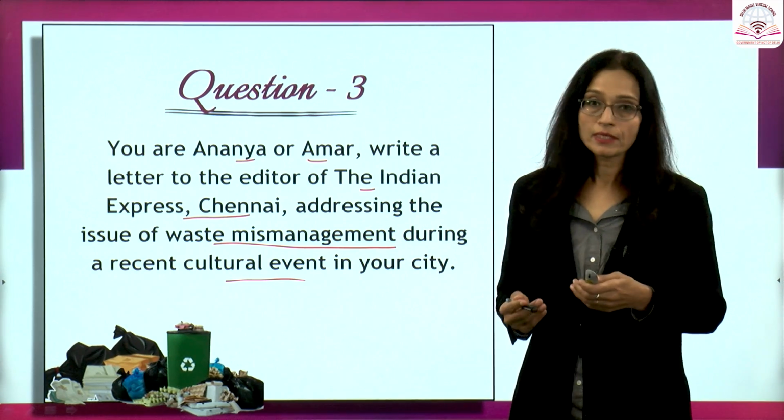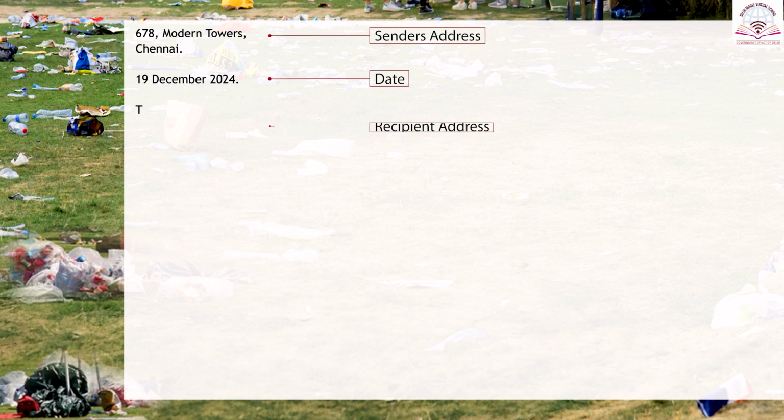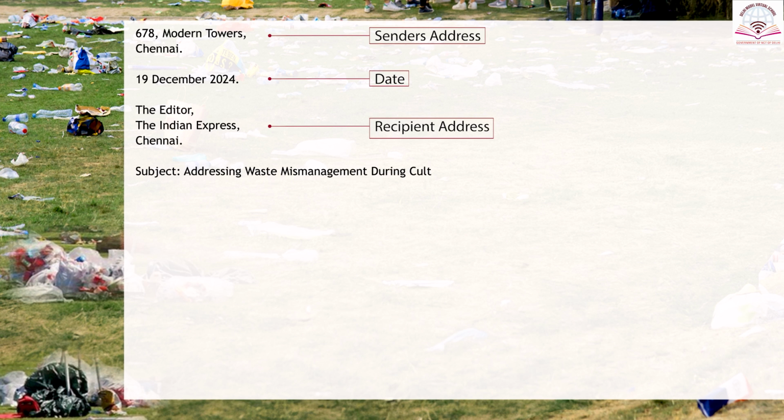Now let us take a look at its answer. We'll begin the letter with the sender's address, the date. The recipient's address here would be the one that was mentioned in the question. Then the subject, addressing waste mismanagement during cultural events. The letter would start with an introduction.